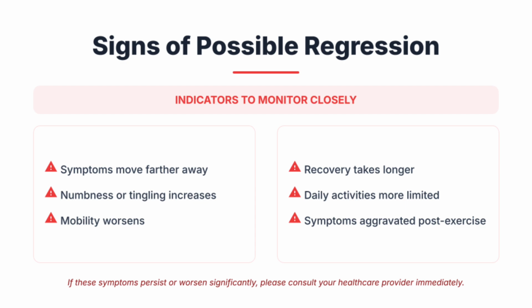Now, signs of possible regression. If these patterns are consistently occurring, it's worth discussing with either myself or with your medical provider. And these are indications that the exercises need to be modified, or potentially they need to be progressed, but often more so they need to be replaced and discontinued. So these signs would be if symptoms are moving further away from the spine, if numbness or tingling are increasing, if your mobility is worsening, if recovery is taking longer, if your daily activities are becoming more limited, or if your symptoms are getting more and more aggravated after exercise. These would be reasons to discuss with your healthcare provider a potential change of course.